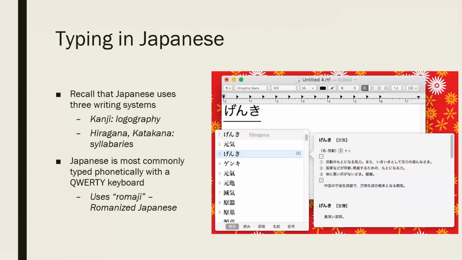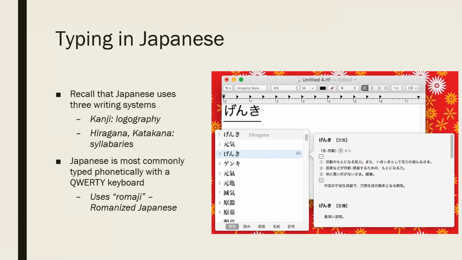Now, remember also going back to our writing systems unit, how the Japanese writing system actually works. Remember that Japanese uses 3 different writing systems. It uses kanji, which is a logography based off of the Chinese writing system, and it also uses 2 syllabaries. All of these writing systems use a very large number of symbols, which don't easily fit on a keyboard.